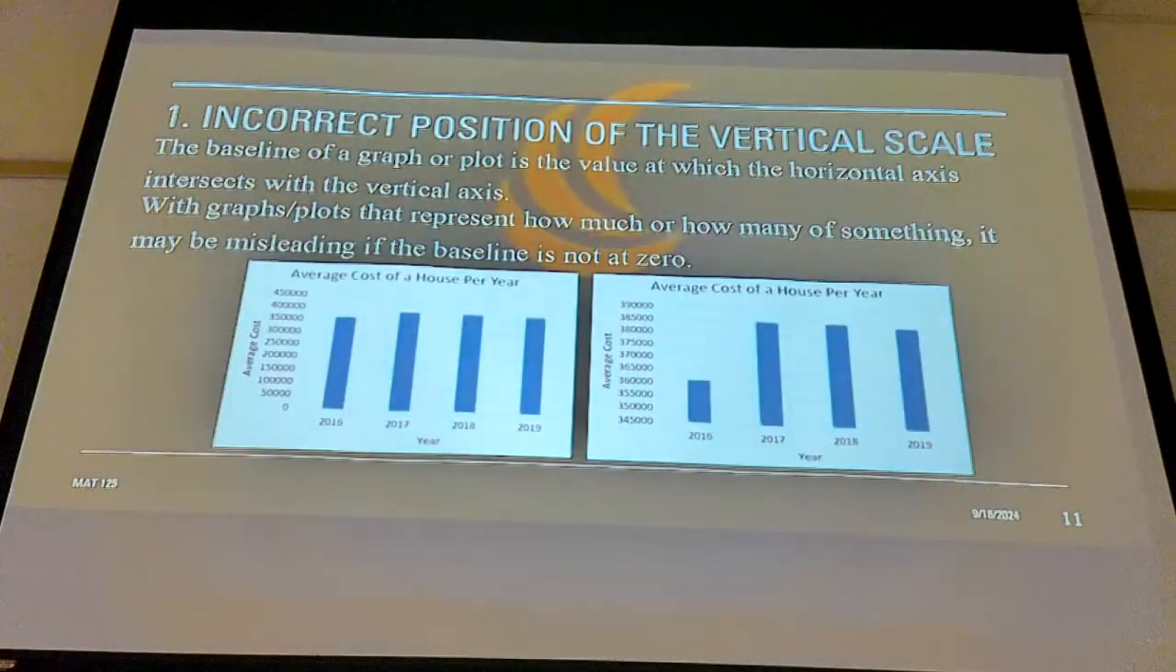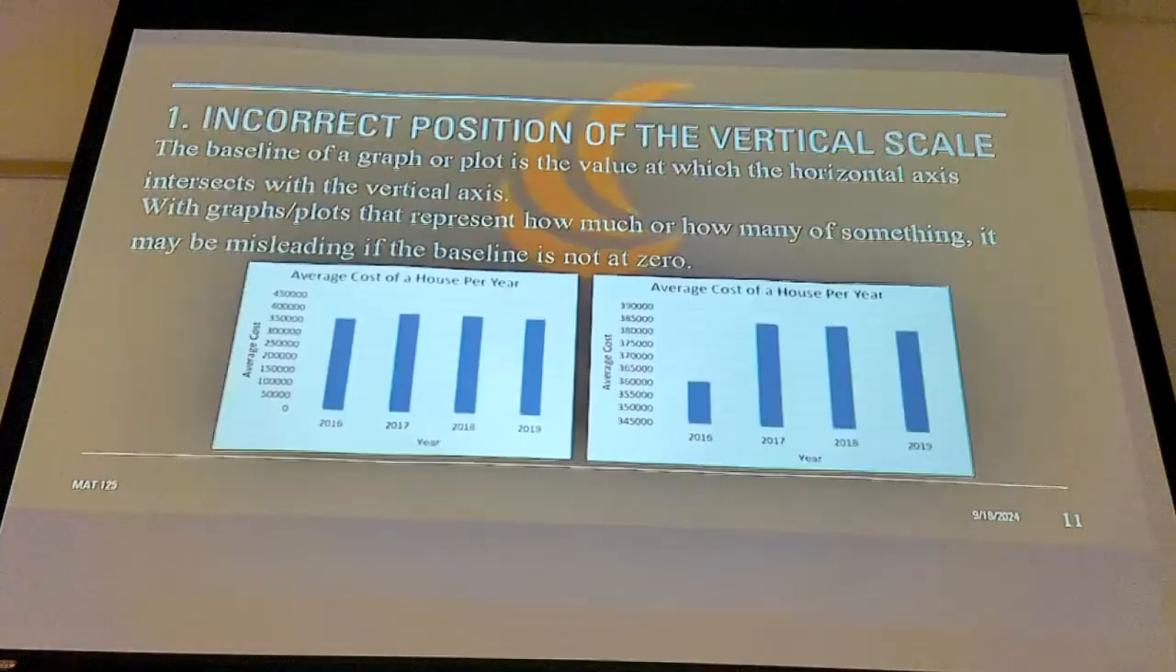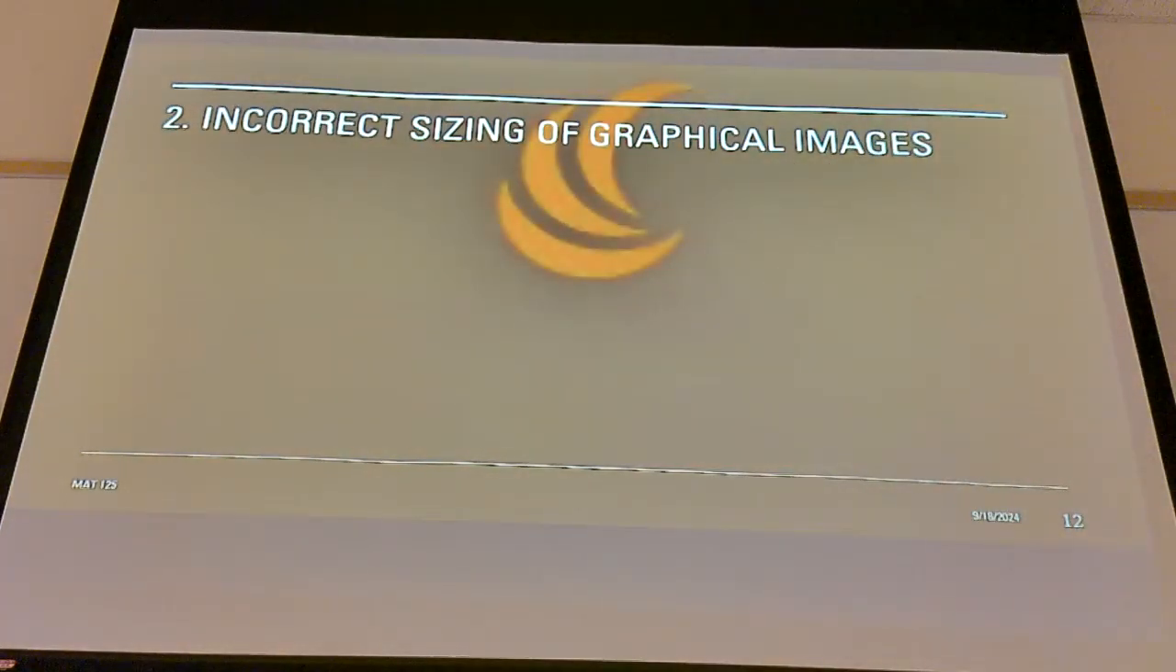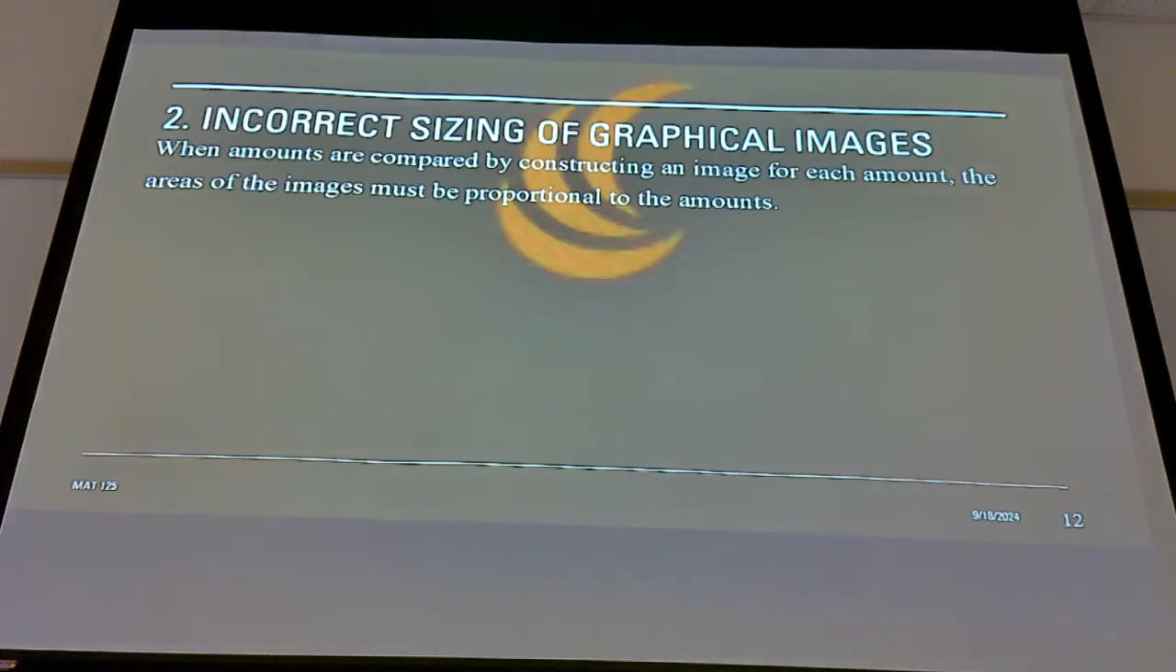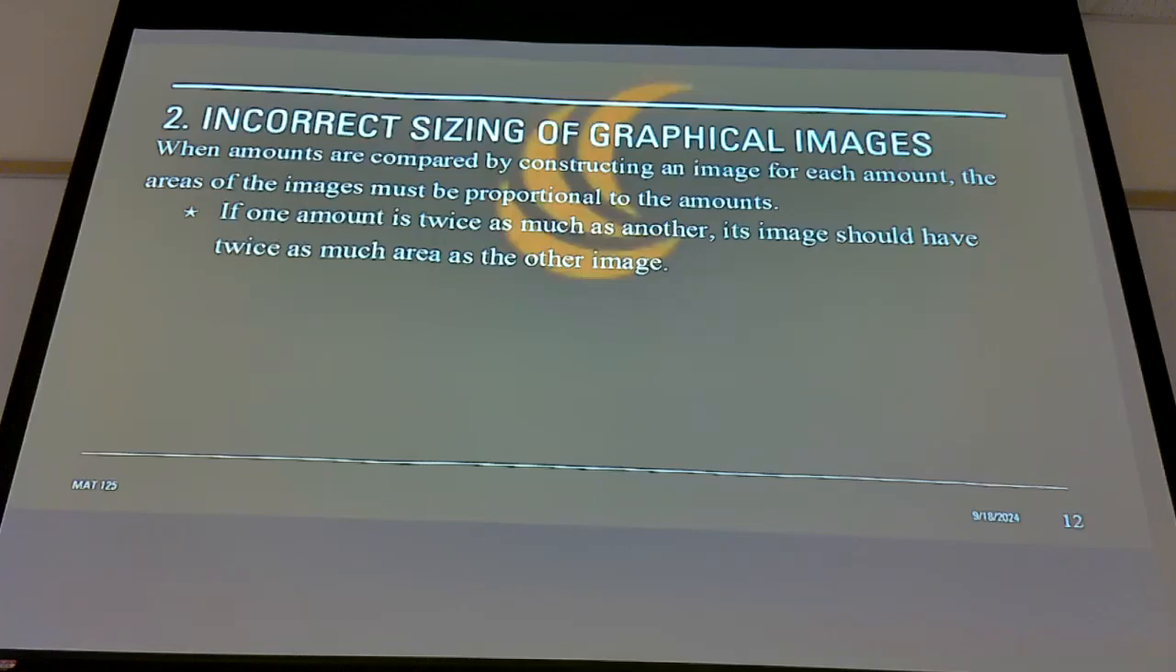So, incorrect sizing of graphical images. When amounts are compared by constructing an image, the areas of the images should be proportional to the amounts. So for instance, if one amount is twice as much as the other, then that image should only have twice as much area.